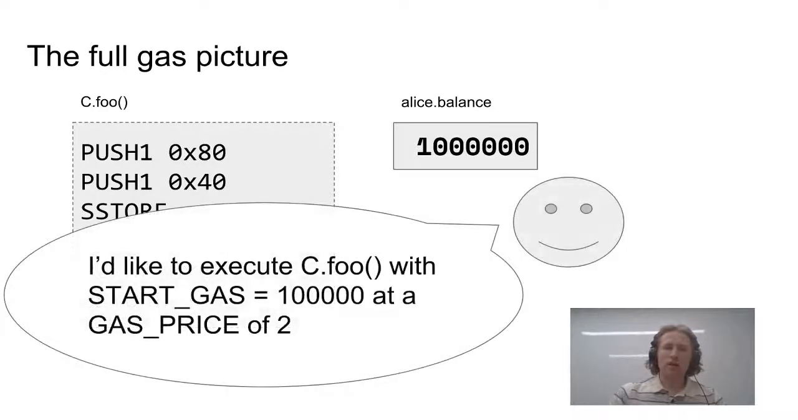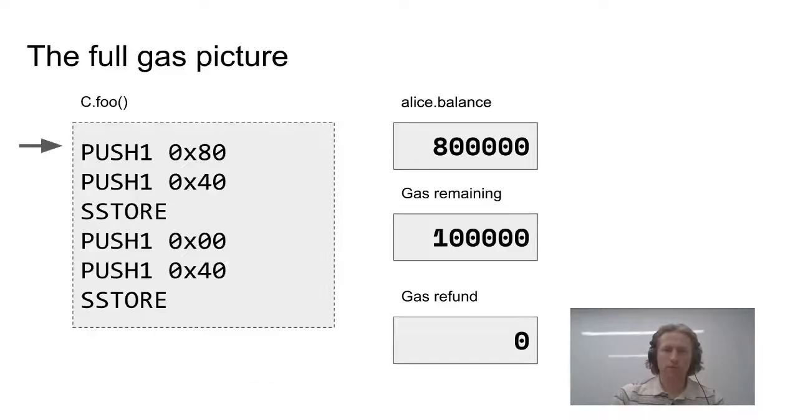Let's say some user Alice submits a transaction to the network to call contract C's function foo, and she says that she wants to start with 100,000 gas, and she's willing to pay 2 Wei per unit of gas. So to verify this transaction, the gas remaining counter will start at 100,000. And notice that Alice's balance has actually gone down by 200,000 because it's 100,000 gas at 2 Wei each. Now, while her code runs, that gas remaining counter is going to decline, more for a big operation like writing to storage.